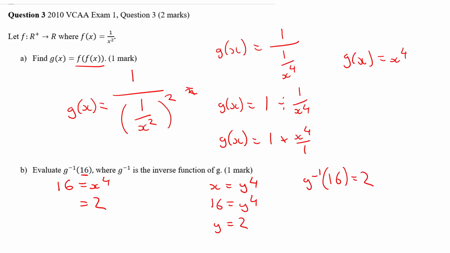Be mindful, for an inverse function to exist, it has to be a one-to-one function, which therefore means that I'm not going to have two answers. One of the misconceptions people have is they put both 2 and -2 as their answer.